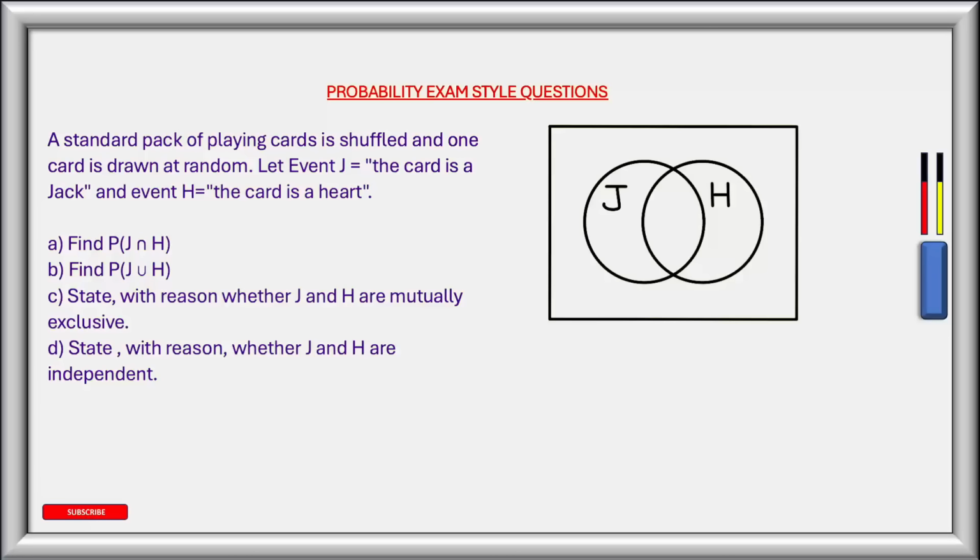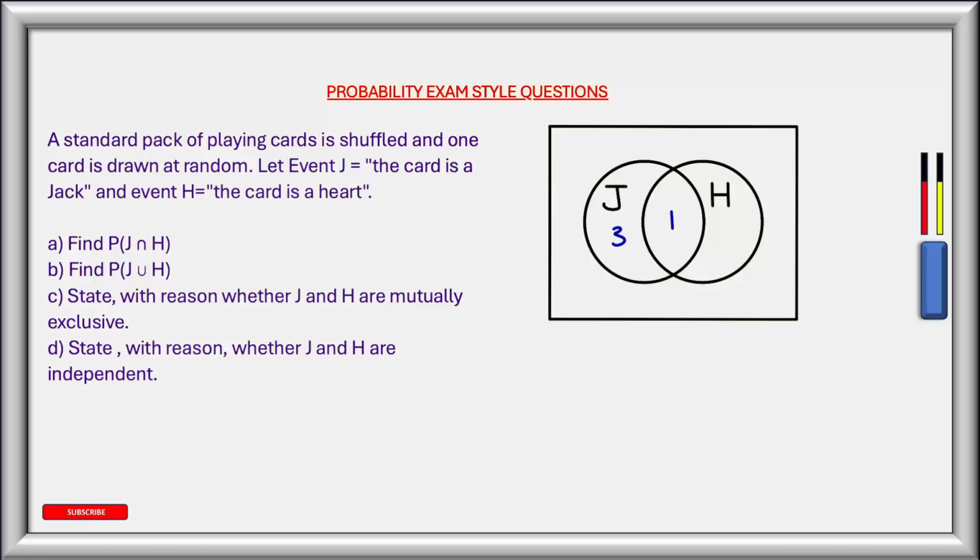To help us solve this question, I've created a two-circle Venn diagram. The first represents event J, where the card is a jack, and the second represents event H, where the card is a heart. So let's start filling in the numbers here. In a pack of 52 cards, there is only one jack of hearts. So I've placed the number 1 in the intersection between the card being a jack and the card being a heart. And in total, we have 4 jacks in a standard 52 pack of cards.